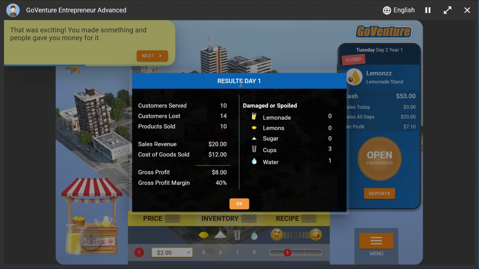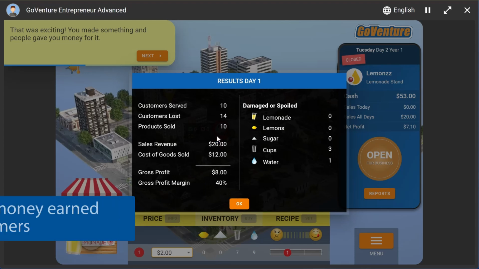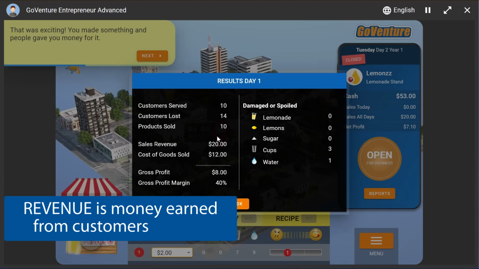So our results for the end of the day: we've served 10 customers. So we served 10 products or 10 cups of lemonade, but we lost 14 customers because they came to our lemonade stand and we could not deliver lemonade to them. Our sales revenue, if we took all the money that customers gave us, in this case, it was $2 per cup of lemonade. So $2 times 10 is $20 in sales revenue. Revenue is the money that your business earns from customers. And so our sales revenue was $20.